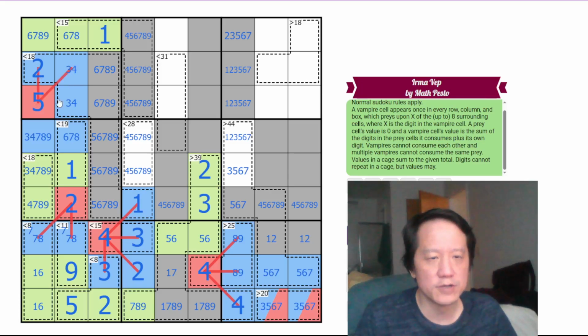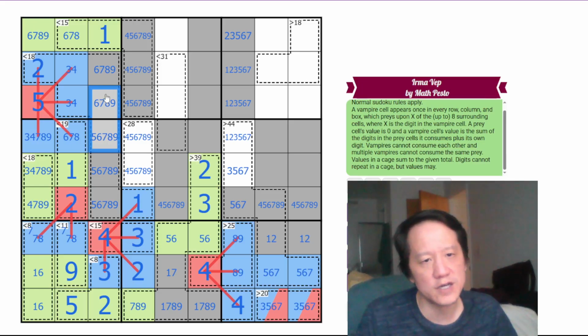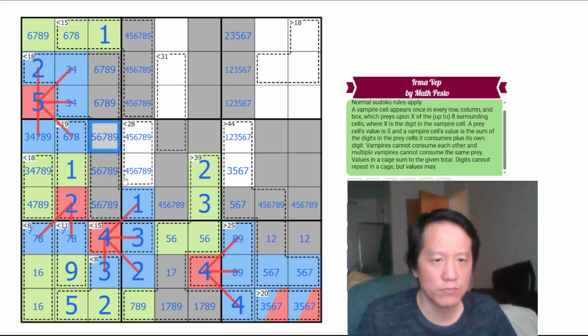So this vampire preys on 1, 2, 3, 4, 5. This is a value of 0. These must have 3 cells that are vampired out. It cannot have 2. If it's only 2, the problem is that it would be at minimum 5, 6, and 7, which is 18. So it must have 3 vampired out. We're not sure which ones. How about here? This must have 2 vampired out at least. It could have 3.